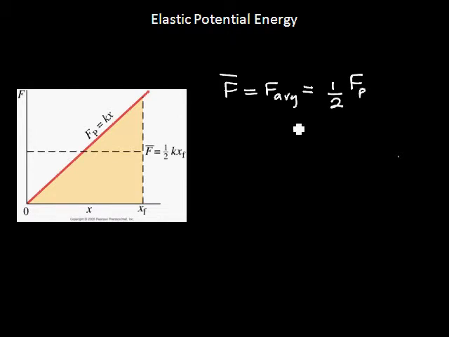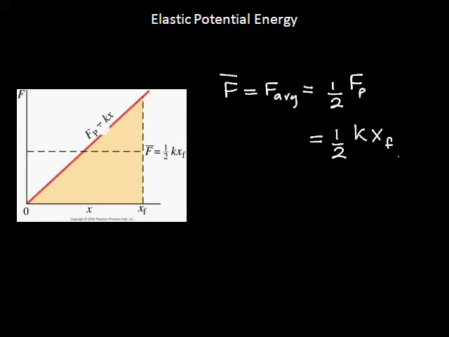So if you've got a spring and you've stretched it to a length x_f, the final length, at that point you're pulling with a certain pulling force. The average force that had to be applied in order to stretch it that distance is 1/2 the pulling force you're applying at the end. And so that's 1/2 times k x_f, because you remember the pulling force is equal to kx as written here.